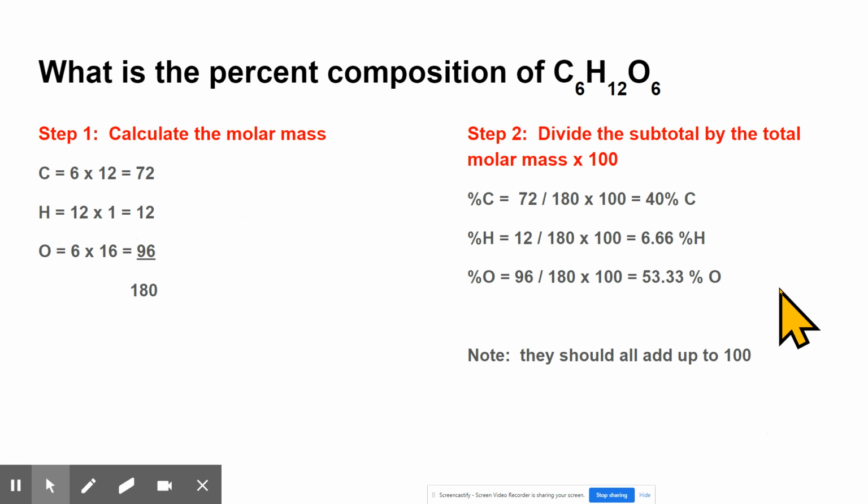So, for example, what is the percent composition of C6H12O6, which is your glucose? There's actually just two steps. The first one is calculate the molar mass. And how do you do that again?